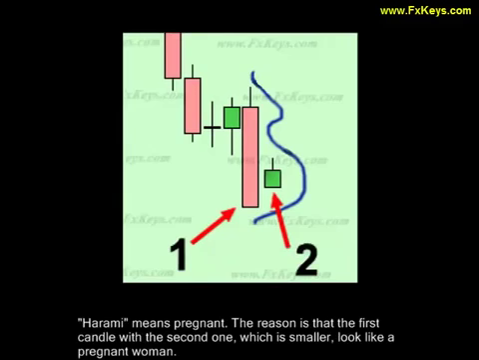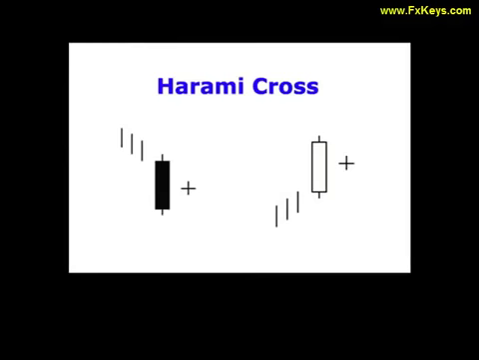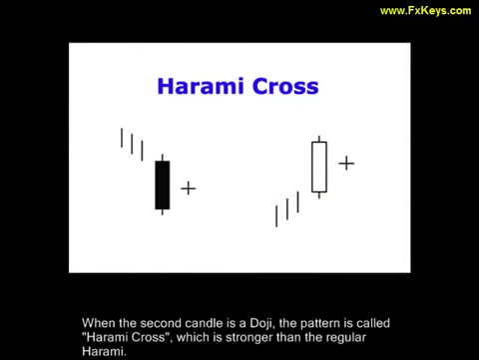Harami means pregnant. The reason is that the first candle, with the second one, which is smaller, look like a pregnant woman. The smaller the second candle, the stronger the harami signal is. When the second candle is a doji, the pattern is called harami cross, which is stronger than the regular harami.